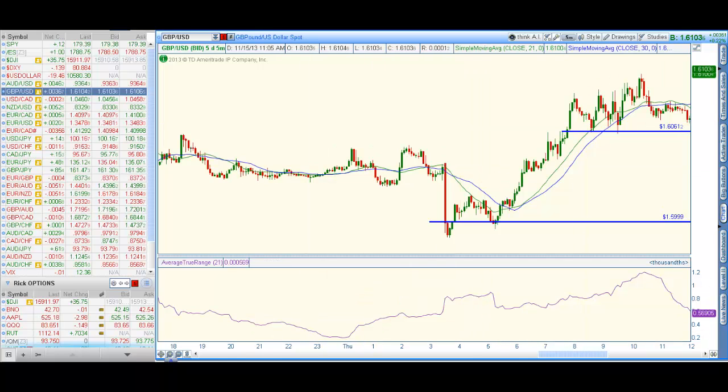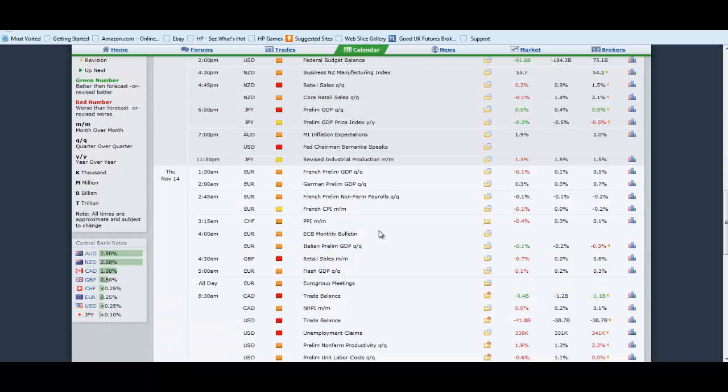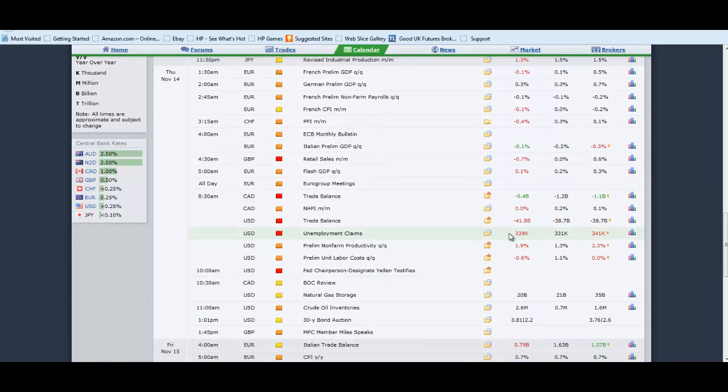And then the mark that I had here at 7:30 was in relation to the U.S. unemployment claims. Now, this got kind of muddy. We had the Canadian and the U.S. trade balance at that hour. We had the U.S. unemployment claims, also known as the initial jobless claims. We had the preliminary non-farm productivity quarter to quarter, and we had the unit labor costs quarter to quarter. So we had a lot of information coming out at this time.